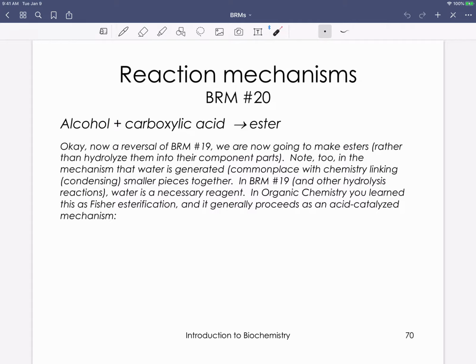Where hydrolysis chemistry involves using water to break these linkage bonds, now when we make these linkage bonds, we're going to generate water. Again, that's a commonplace thing that we'll see when we have chemistry that links or condenses these small units together. So again, reaction mechanism 19, and there were other hydrolysis reactions that we had. Water is going to be that necessary reagent. And again, we're now going to be generating water as we do this condensation chemistry.